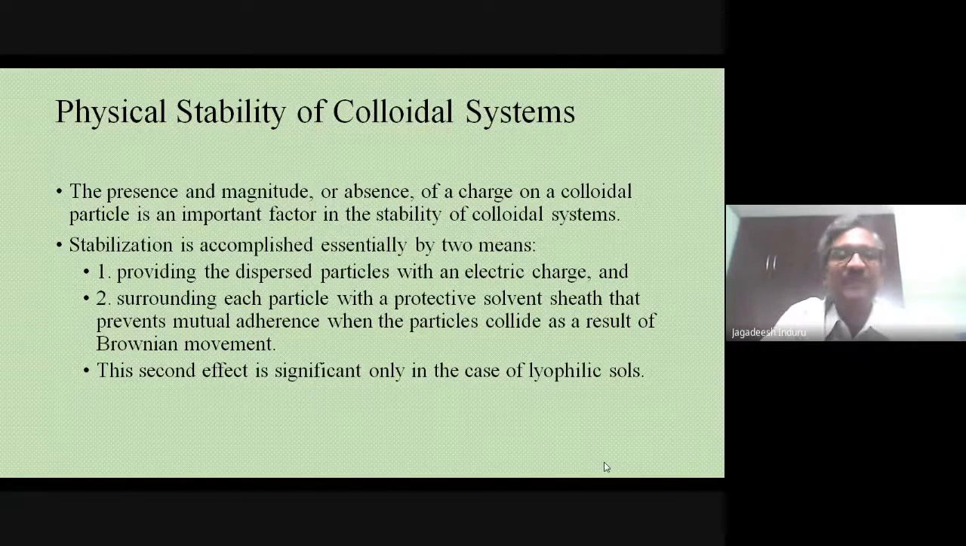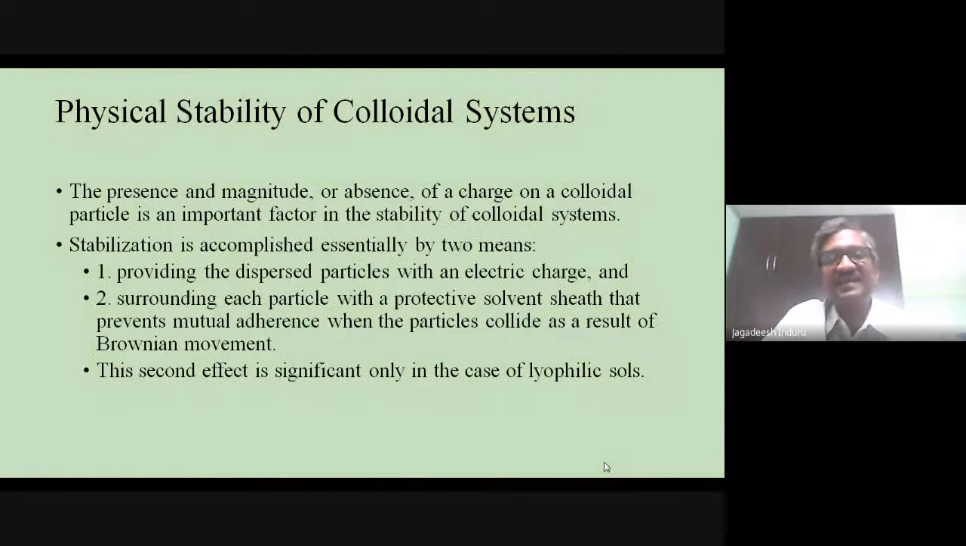So the sheath acts as a small coat of solvent. When the particles move in a zigzag manner, they hit the container wherever you are storing it, come back, and hit the particles present in the bulk of the colloidal dispersion. During these collisions they may mutually adhere, so a protective solvent sheath prevents the adherence and increases the stability of the colloidal system.